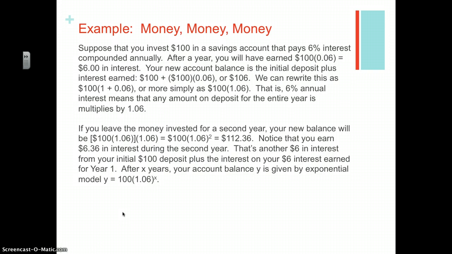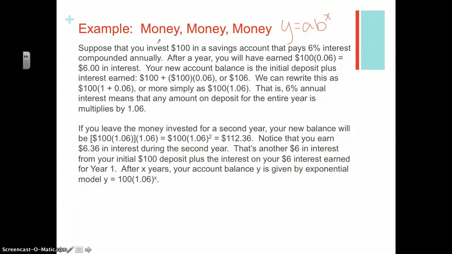So an exponential model describes the multiplicative growth that each time x increases by 1 unit, the value of y is multiplied by b. And so that would look like y equals a times b to the x.